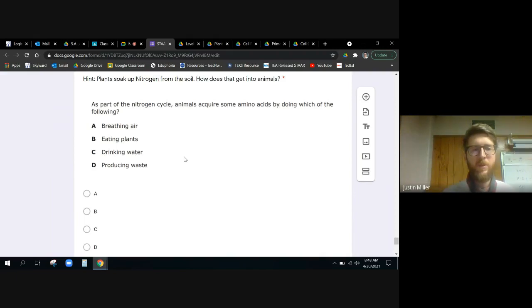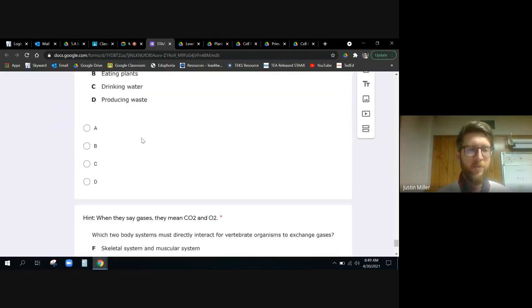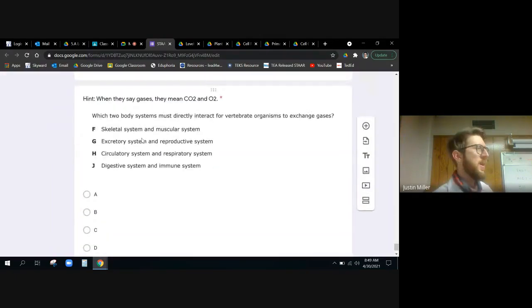Okay, so animals get their nitrogen by breathing air. No, nitrogen is in the air, but that's not how they get it into their body. It's not from drinking water or producing waste. It is eating plants. You just have to remember that nitrogen is in the soil. And it goes into the plants from the soil. That's how you get it into your body. You can't just breathe in nitrogen and have it go into your body that way. Okay? You have to eat it.